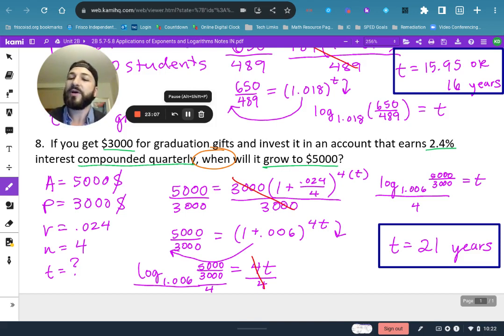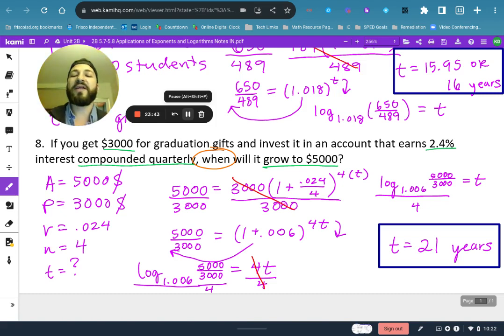So we get an A value, our starting investment of $3,000. We want to know when it's going to get to 5,000. So P is 3,000, A is 5,000. Our rate is 2.4%, so our R value is 0.024. It's being compounded quarterly, which means our N is going to be 4. And when will it grow to 5,000? So time is our unknown. So we set everything up. We get 5,000 equals 3,000 times 1 plus 0.024 divided by 4 and raised to that power of 4 times t. So t is still our unknown variable up there in the exponent.